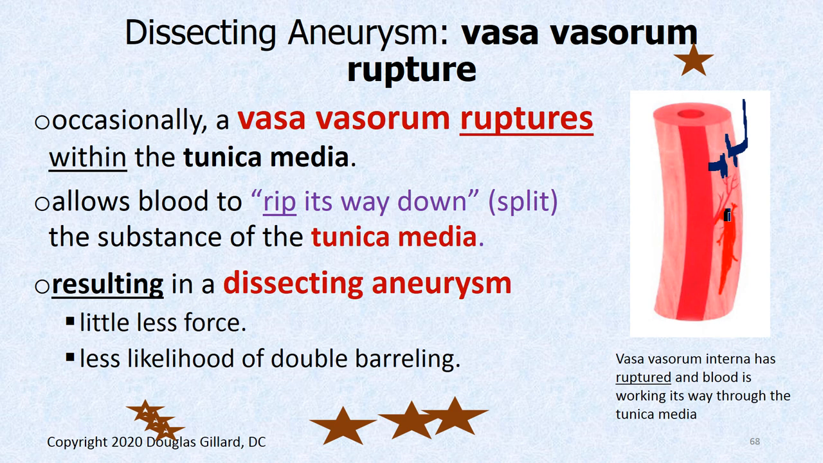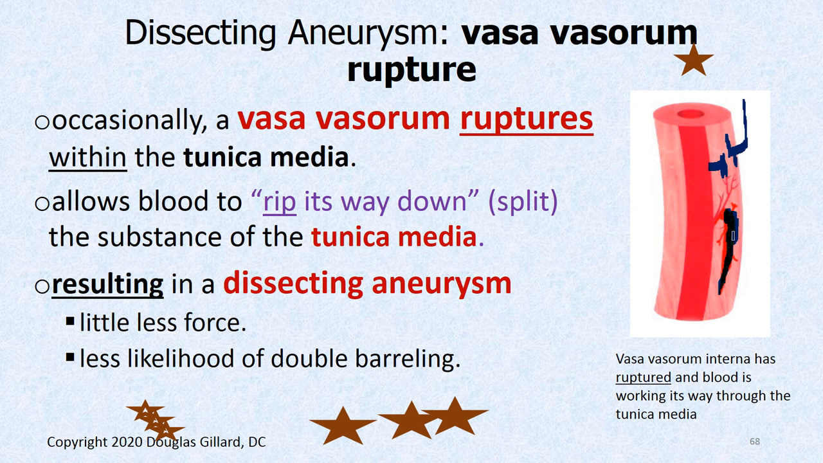But here we developed an aneurysm in the vasa vasorum, and the aneurysm broke, and now we have high pressure blood here. And this blood isn't strong enough to rip through the tunica adventitia, but it certainly is strong enough to start working its way down. And the pressure isn't super high here, so they may never double barrel, but they certainly could cause some stenosis, luminal stenosis of the true lumen.